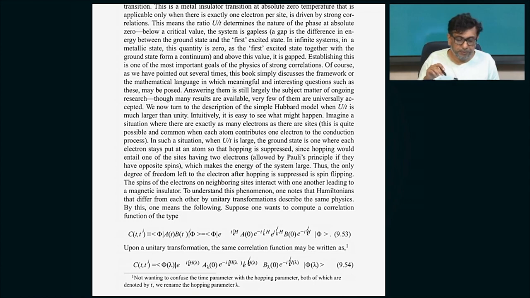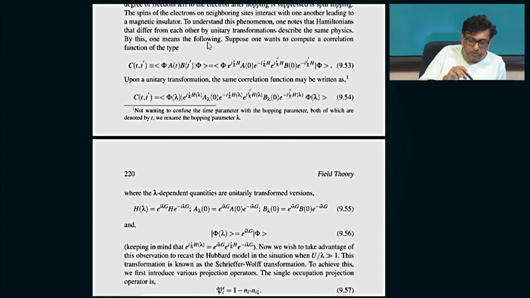If you do not believe me, here is an explicit demonstration of that fact. Suppose you have an operator A, and we are working in the Heisenberg picture, so the operators change with time. Imagine you have an operator A as a function of time and another operator B also as a function of time. Now imagine that you want to find the average of A(t) times B(t') with respect to some state.